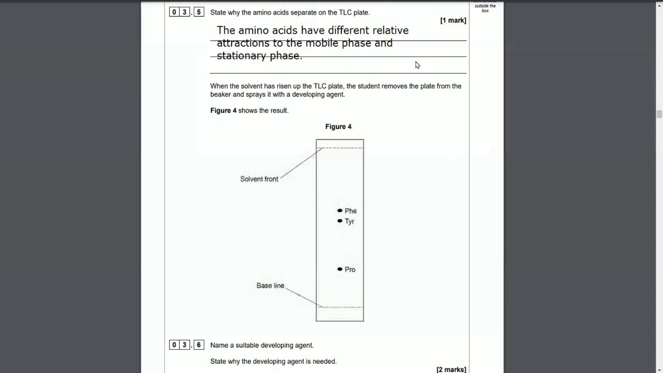We've mentioned stationary and mobile, and it's the fact that some of them prefer to spend more time retained on the stationary phase than they do attracted or dissolved in the mobile phase. You can talk about solubility as well. Different amino acids have different affinities. Instead of attraction, you can use the word affinity.